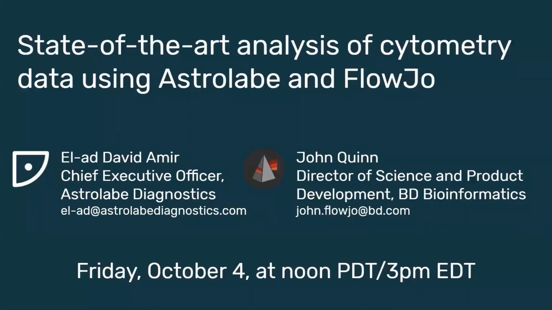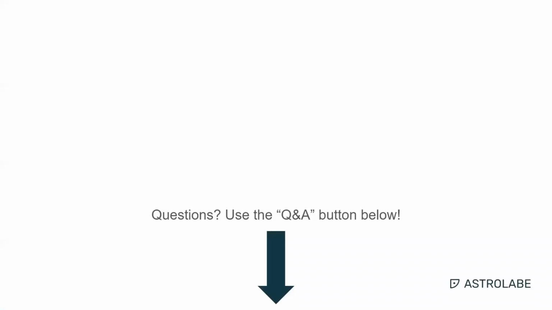Good afternoon. This is Elad, CEO and co-founder of Astrolabe Diagnostics, and I am joined here today by John Quinn, the Director of Science and Product Development at Bioinformatics. And we are going to tell you about a state-of-the-art analysis workflow for cytometry data, which combines the Astrolabe cytometry platform and FlowJo.